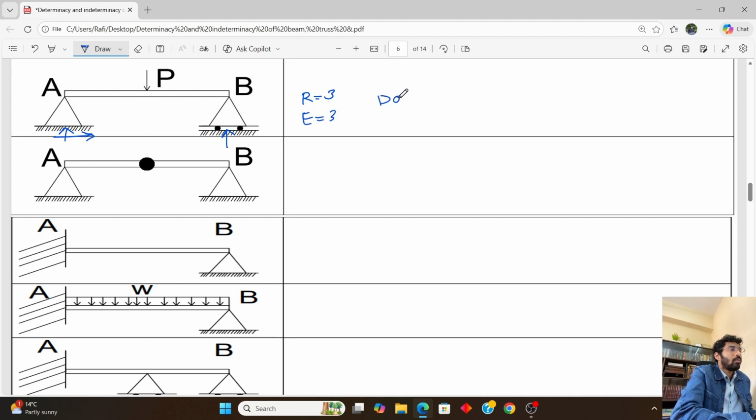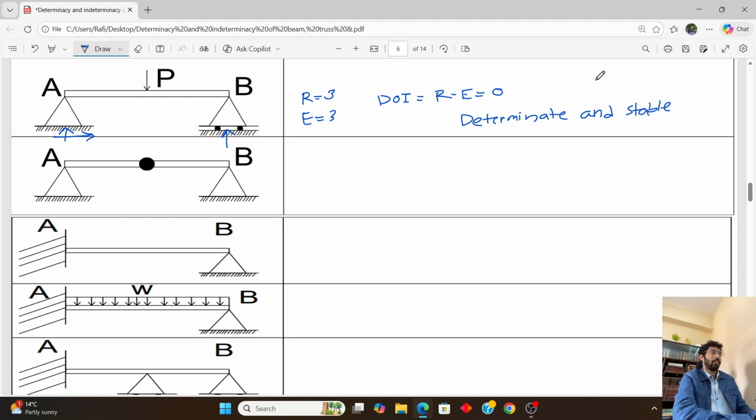So the value of DOI will be R minus E is equal to 0. As we know that if the value of DOI is equal to 0, then the structure is determinate and stable. Okay, the structure is stable and determinate.